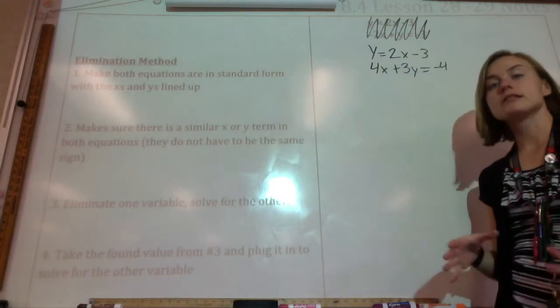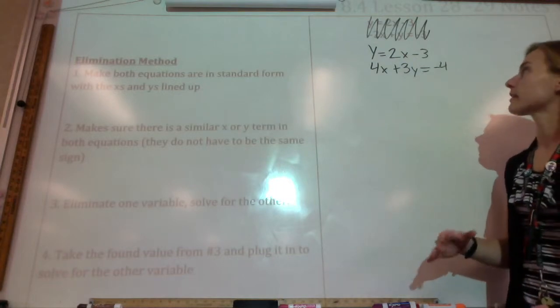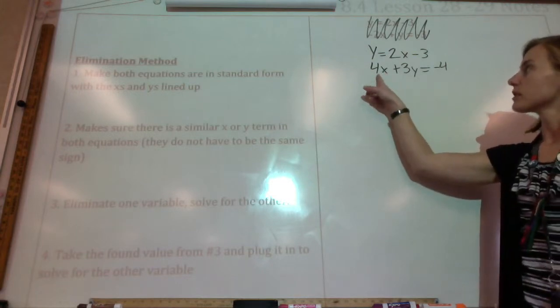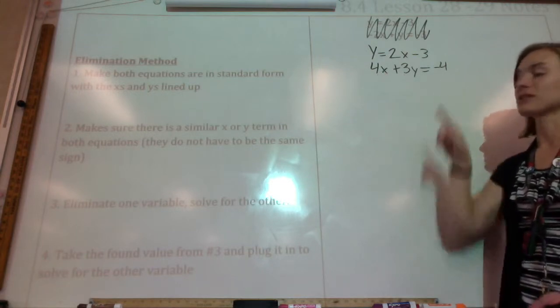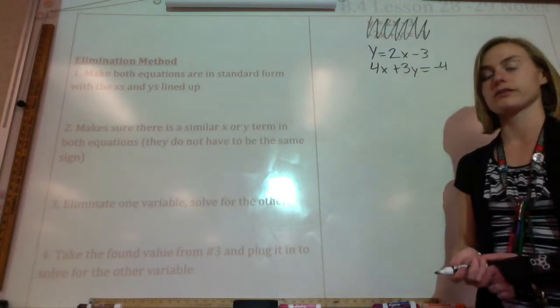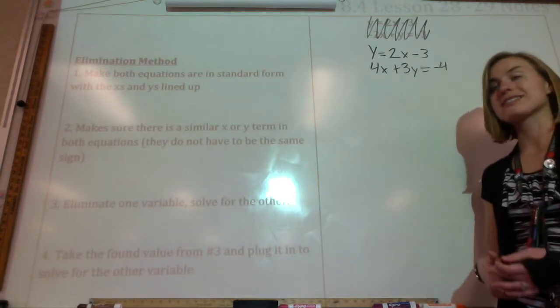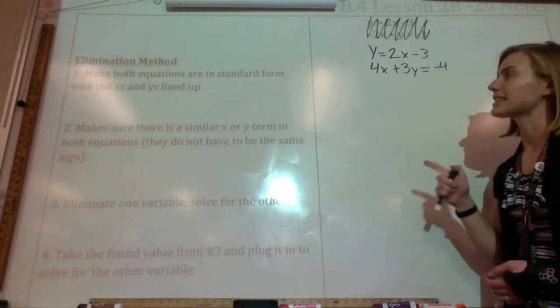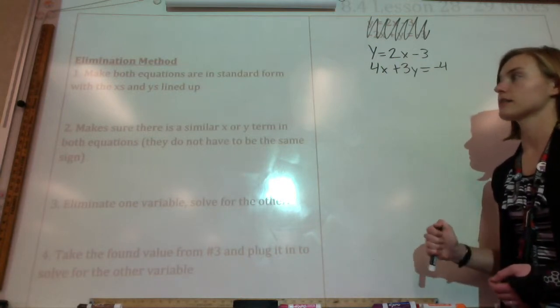We're now going to try another example, and I do apologize for the fact that I made some typos in this one, so you'll want to change the second equation to be 4x plus 3y equals negative 4. I do apologize for that. So we need to go through using the same steps. Step 1 says make sure the equations are in standard form with x and y's lined up.